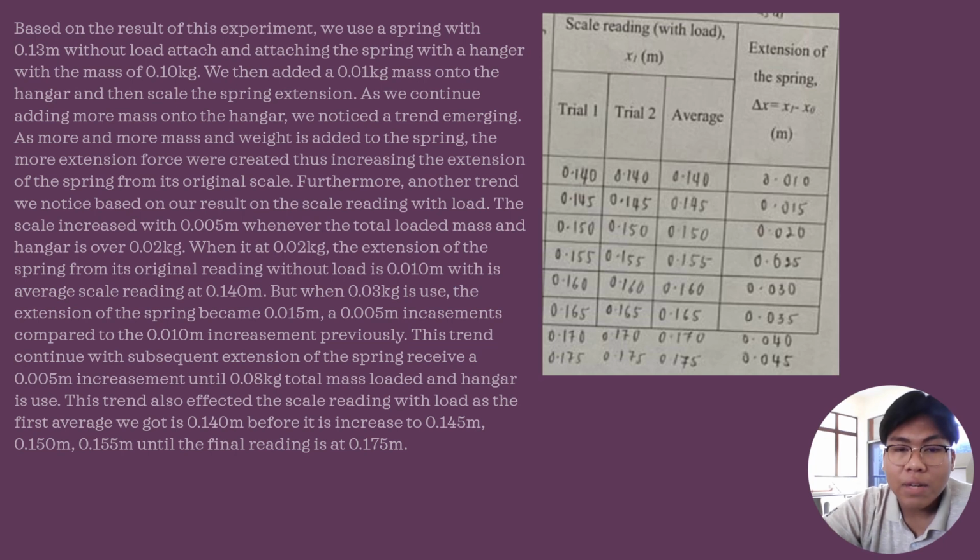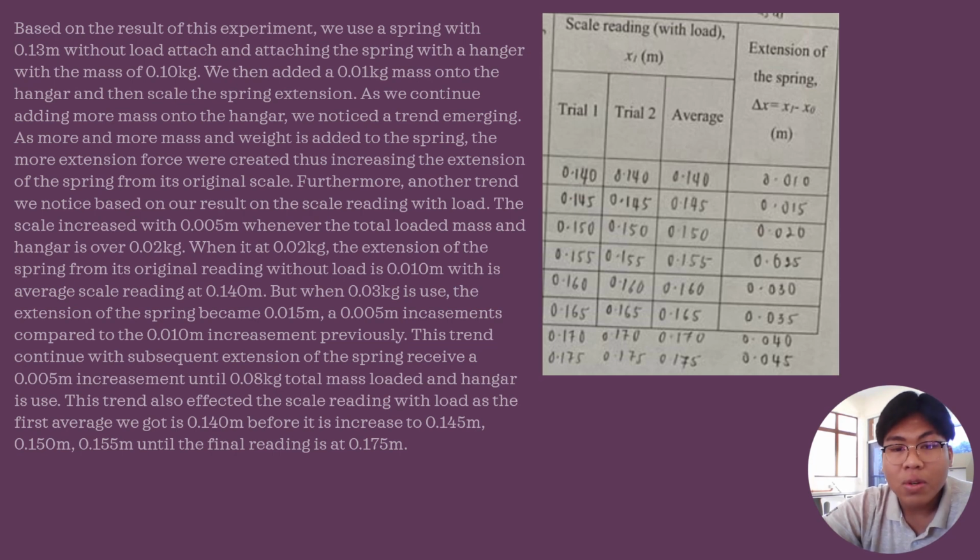The more extension force we create, the more the extension of the spring increases from its original scale. Furthermore, another trend we notice is based on our result on the scale reading with load. The scale increased by 0.05 meter whenever the total load of mass and hanger is over 0.02 kilogram. When we add 0.02 kilogram, the extension of the spring from its original reading without load is 0.010 meter, with an average scale reading of 0.140 meter.